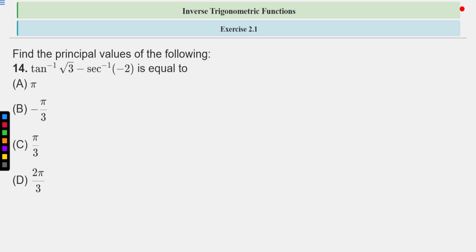The next question is to find the principal value of tan inverse root 3 minus sec inverse minus 2. The options are A, pi by 3; B, minus pi by 3; C, pi by 3; D, pi minus pi by 3 and 2 pi by 3. You need to find which option is correct. So start answering.